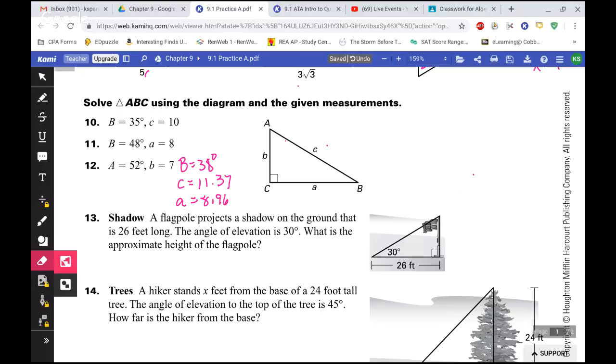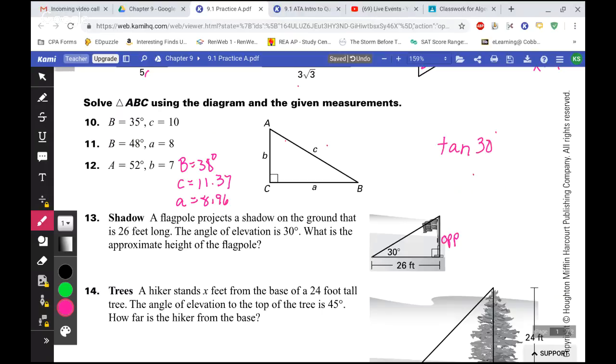A flagpole projects a shadow on the ground that is 26 feet long. The angle of elevation is 30 degrees. What is the approximate height of the flagpole? So we're given an adjacent side measurement, and we're looking for an opposite side measurement. So the trigonometric function that has opposite and adjacent in it is tangent. So we're going to work with tangent.